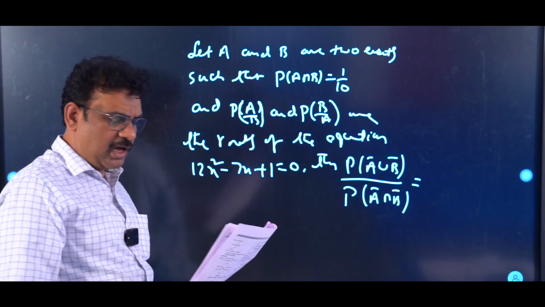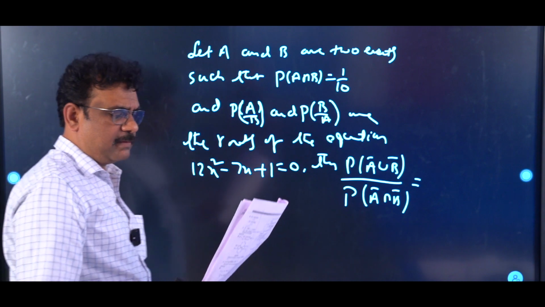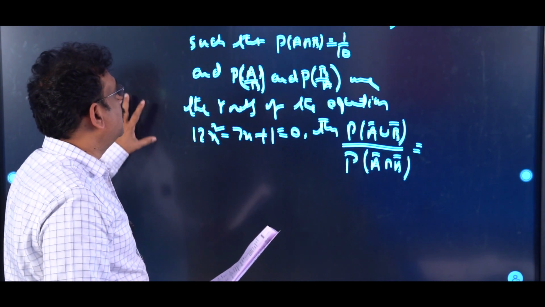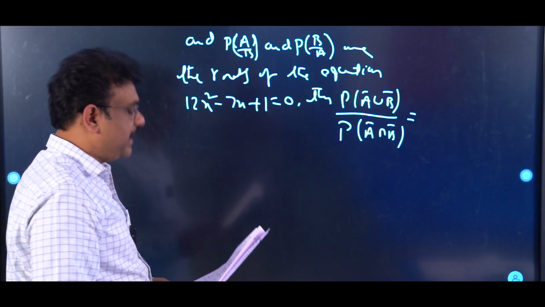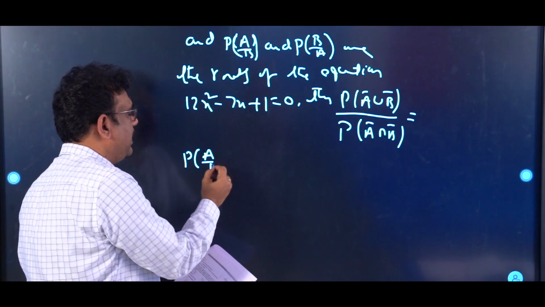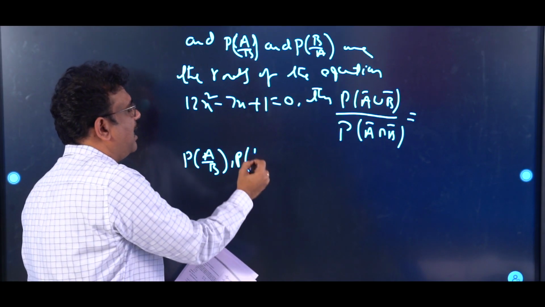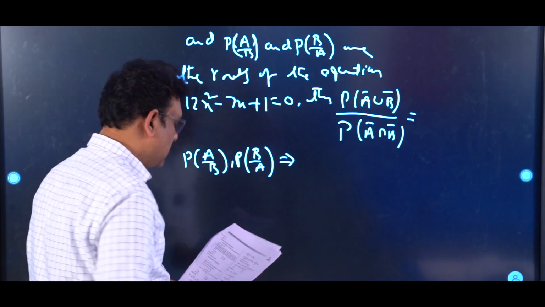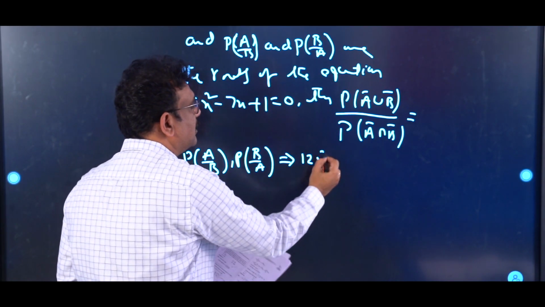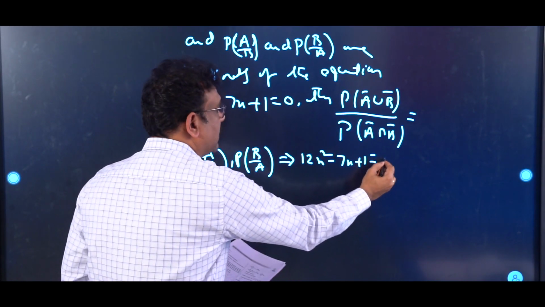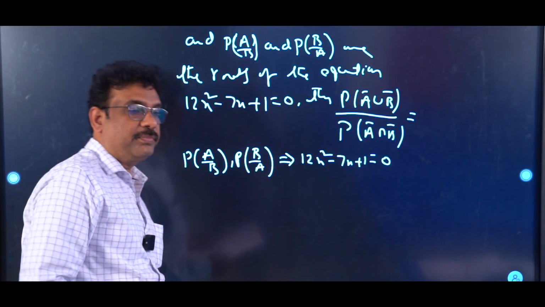So A and B are two events. P(A ∩ B) is equal to 1 by 10, right? P(A/B) and P(B/A) are roots of 12x² − 7x + 1 = 0.